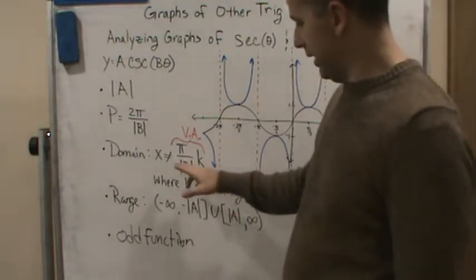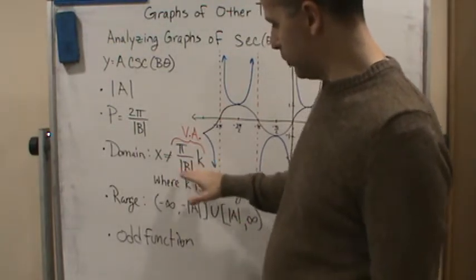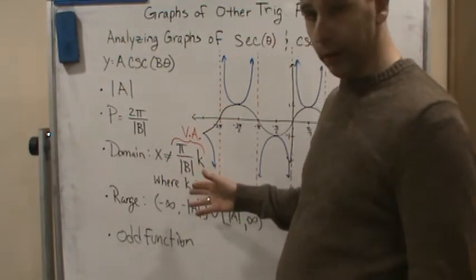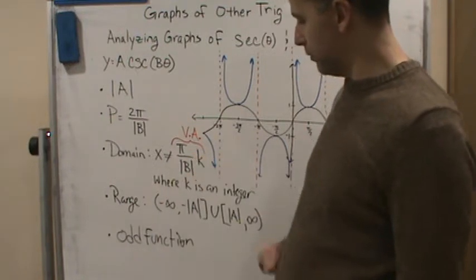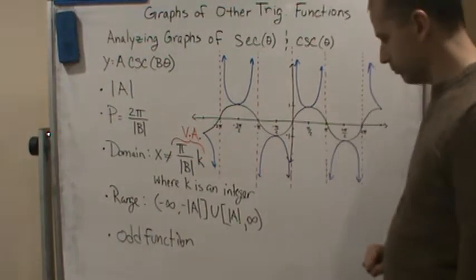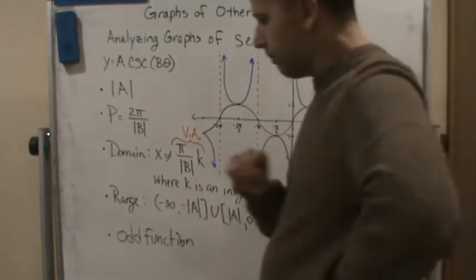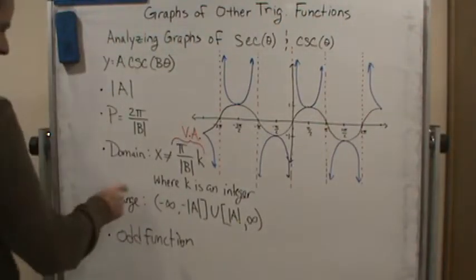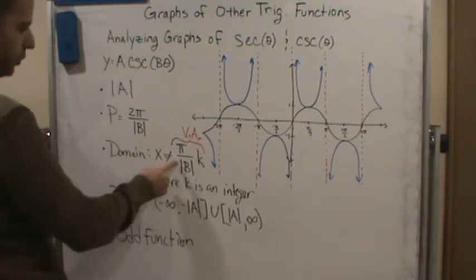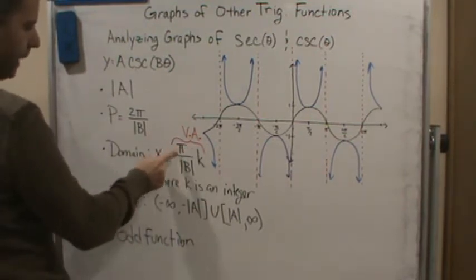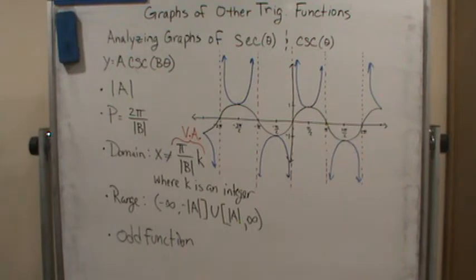So that's why this happens, again, assuming the simplest case where b is 1, right? So we get multiples of pi. Okay? So this is the general case. So the domain is all real numbers except x is not equal to multiples of pi over the absolute value of b. Okay?